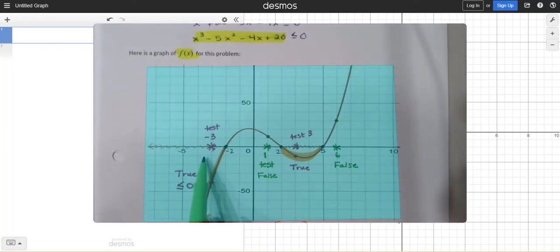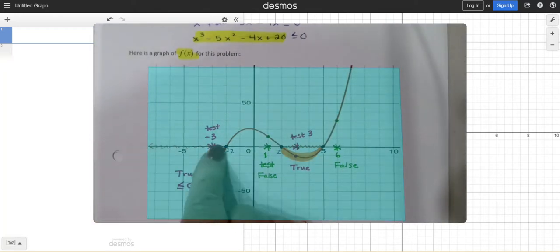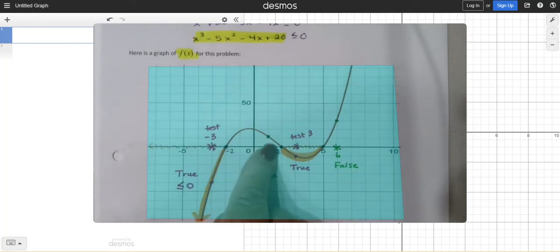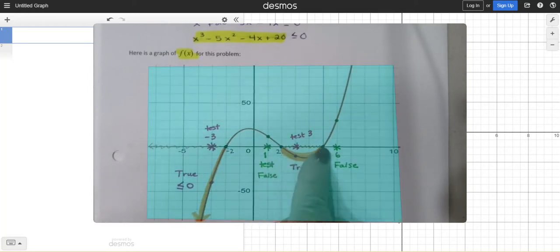So by choosing one value to test in each of my intervals, I can discover whether the entire interval is truly less than 0, or no, it's false, it's not less than 0. And that one test value makes that determination for the entire interval. So that's going to be my second step.